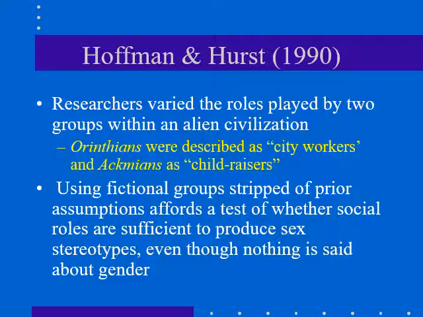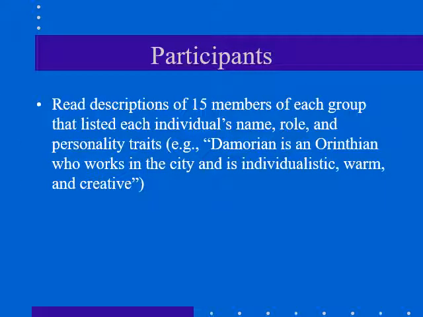Is that enough to produce what we know of as agentic versus communal gender stereotypes, even though nothing is said about gender? For all we know, these alien groups don't have gender as we think of gender, but they do have different role assignments. So participants read descriptions of 15 members of each group that listed each individual's name, the role they'd been assigned, as well as their personality traits. So for example, Demorian is an Orinthian who works in the city and is individualistic, warm, and creative.